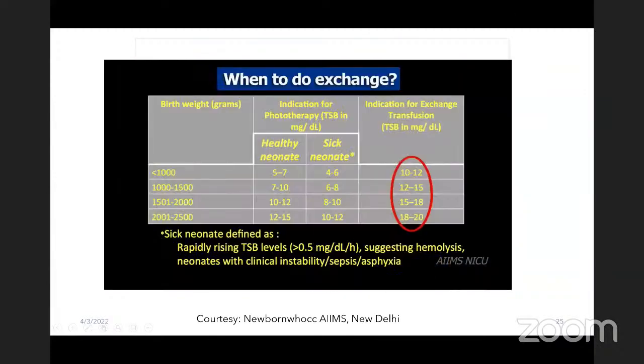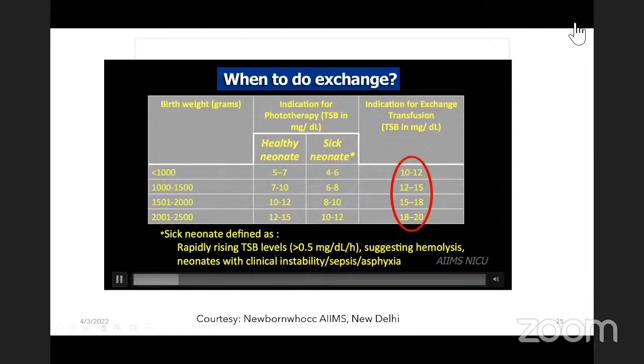The exchange transfusion should be planned only if indicated as per the guidelines after at least 6 hours of effective phototherapy. In some preterm babies who are sick or show any sign of encephalopathy may need immediate exchange transfusion when the bilirubin level is in the exchange range.